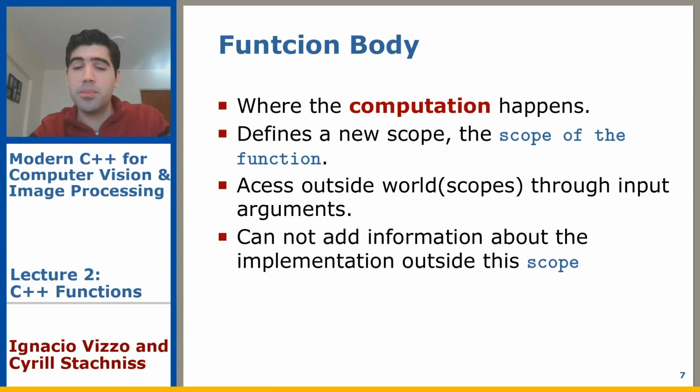This is where the computation happens, and it always defines a new scope that is called the scope of the function. You can access outside world scopes. This means different variables through input arguments. So if you need to do some computation in your function that needs something from the outside world, then you will need to pass this information through the argument list. And then this function body cannot add information about the implementation outside this scope.